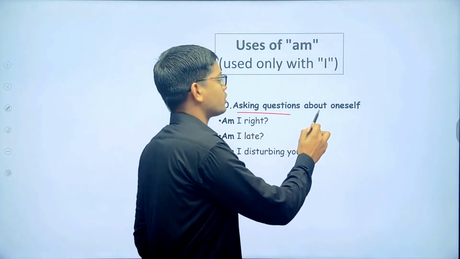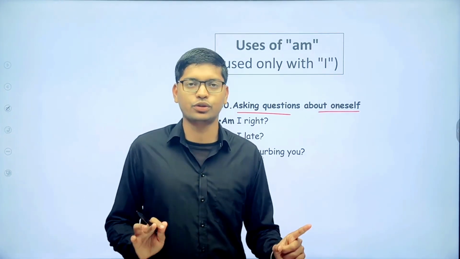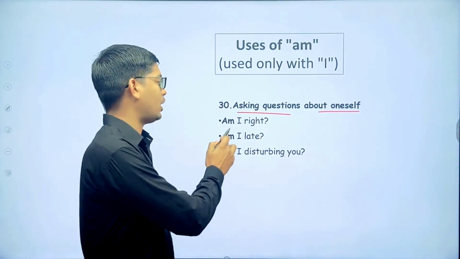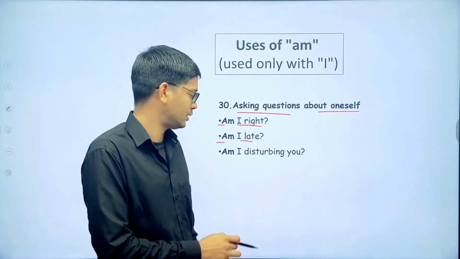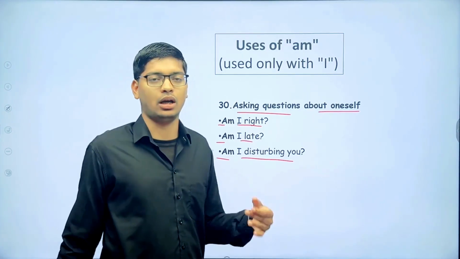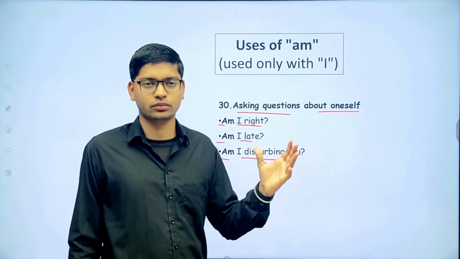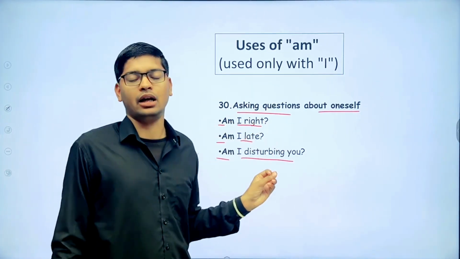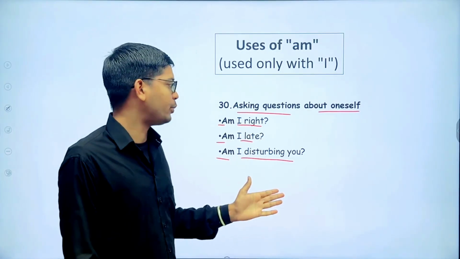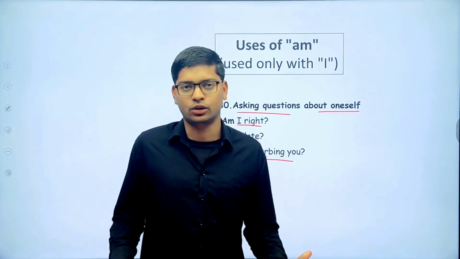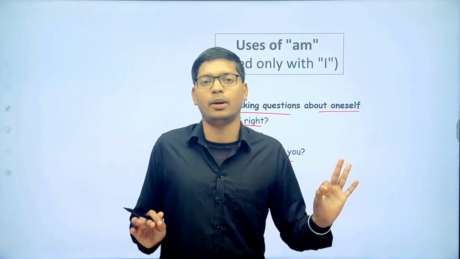Asking questions about oneself. Asking questions about oneself, you can use am with I. For example, am I right? Am I late? Am I disturbing you? Am I teasing you? Am I reading? So this type you can use am with I. So guys, we have read complete uses of is, am, are.